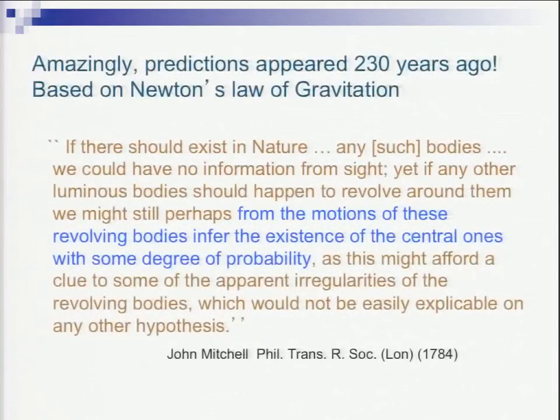Now, as early as 230 years ago, in 1784, there were ideas about black holes already using Newtonian gravity. Here is a quote from the Philosophical Transactions of the Royal Society by John Mitchell. He calculates in Newtonian gravity that you might have a body such that the escape velocity from that body equals the speed of light. Then even light would not escape, and therefore it would appear black. He concludes that if there should exist in nature any such bodies, we could have no information from sight. Yet, if any luminous body should appear to revolve around them, we might still, perhaps, from the motion of these revolving bodies, infer the existence of the central ones with some degree of probability. And amazingly, that's what we're doing with our Milky Way today. It looks very prescient.